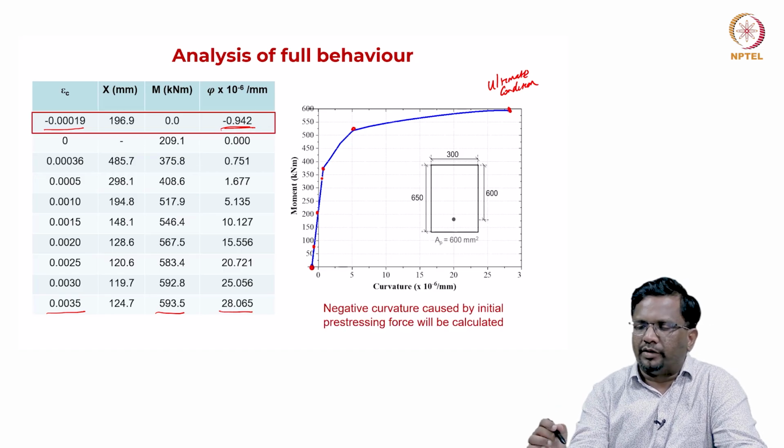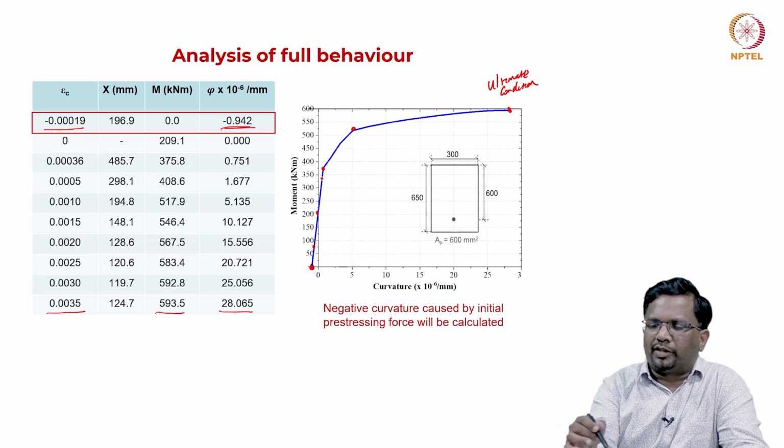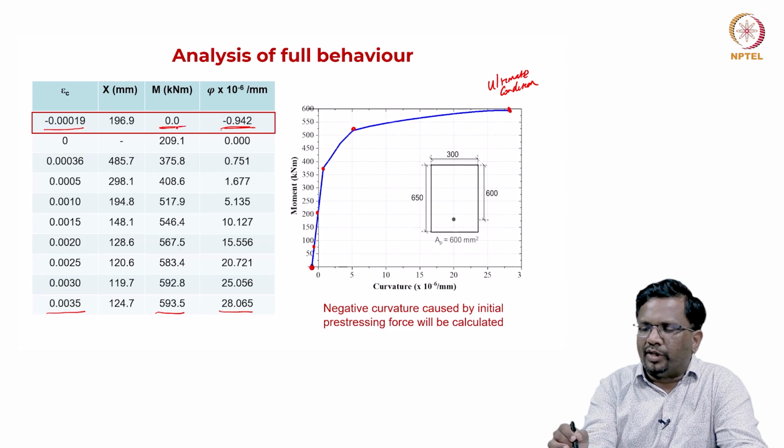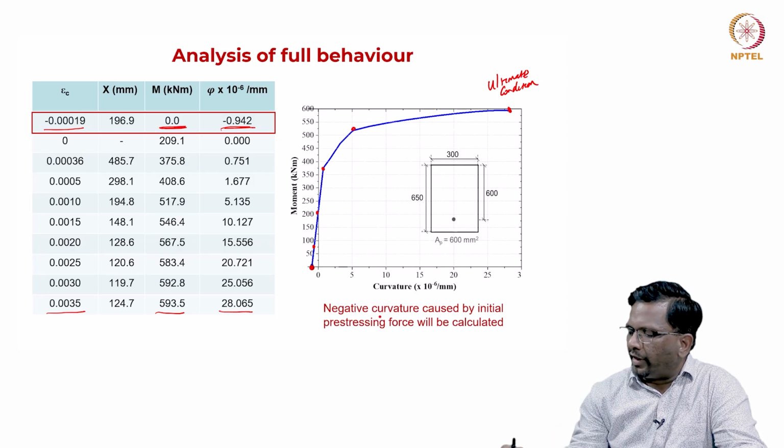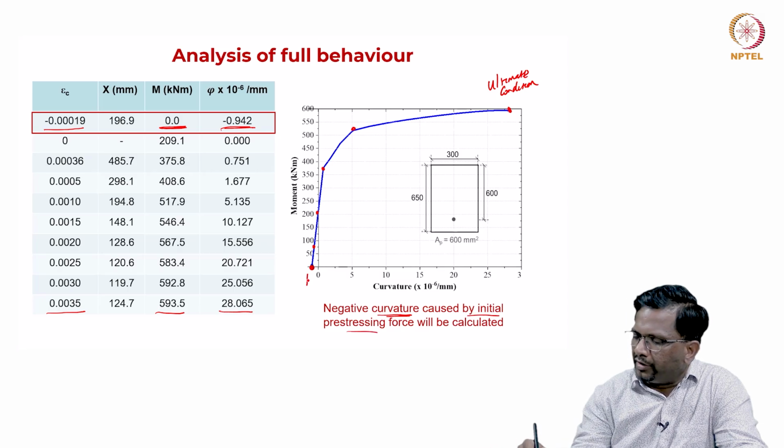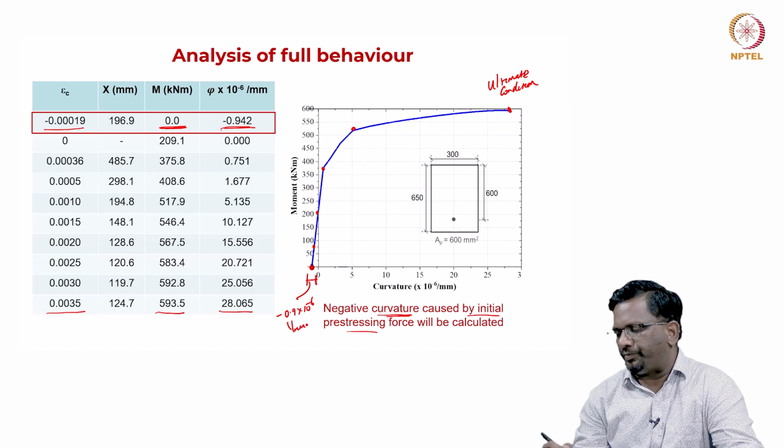So we have taken this, for example, let us say this corresponds to when there is no external moment, there is a negative curvature caused by the initial prestressing force. This is what I said, this is your initial negative curvature, which is minus 0.9 times 10 to the power of minus 6, 1 by millimeter.